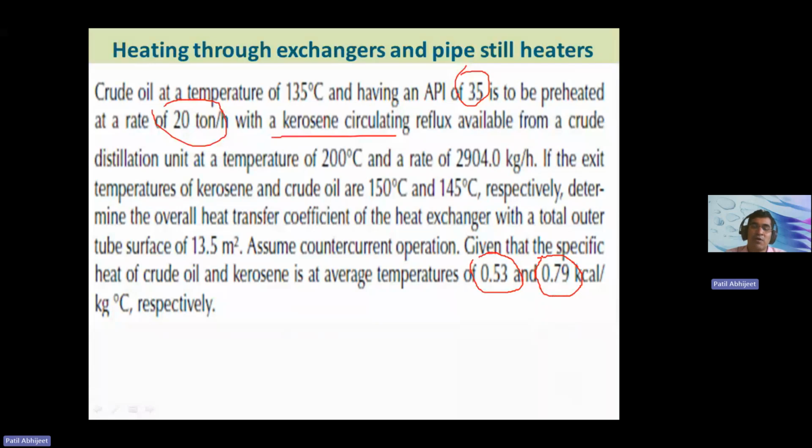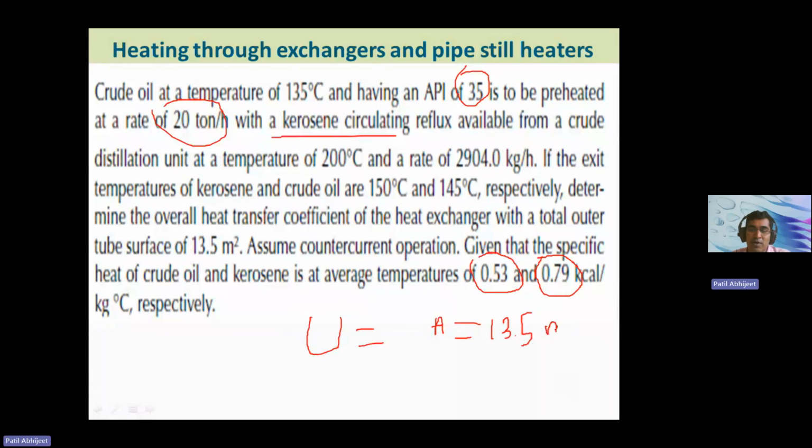The kerosene. All the data are given. So in this equation, we have to calculate the value of U, that is the overall heat transfer coefficient. Here we need to apply the knowledge of heat transfer, and for that purpose, the area is given. A is given as 13.5 meter square.